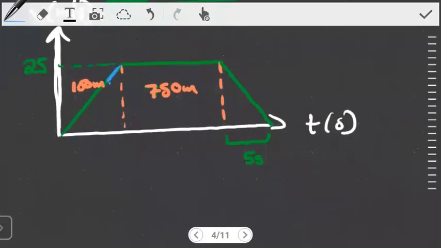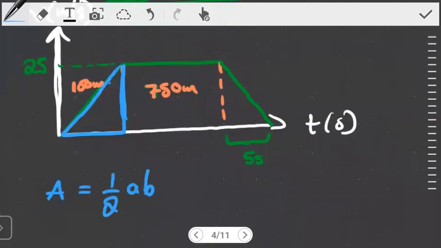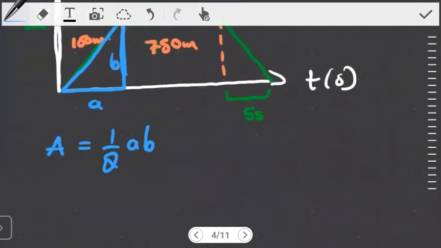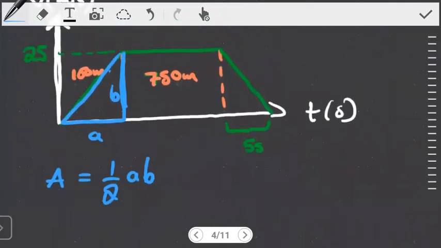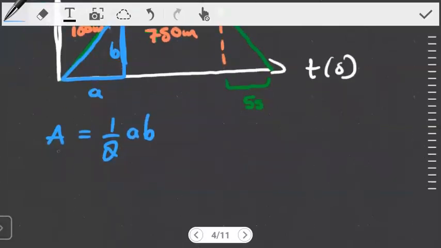Well, I know that this shape is a triangle, so I can get its area, given by A equals half AB, or half BH, depending on what you want to use. But we know what the area is. The area is equivalent to the distance moved. In the first part, as it reaches that 25 meters per second, the distance it covers is 100 meters, meaning the area will also be 100, since the distance moved is equivalent to the area under the graph.